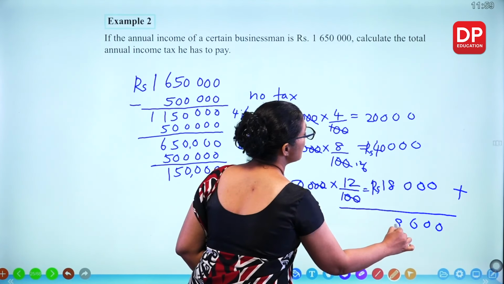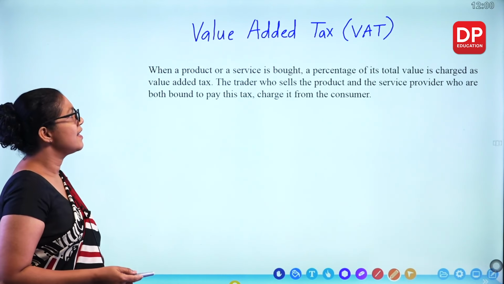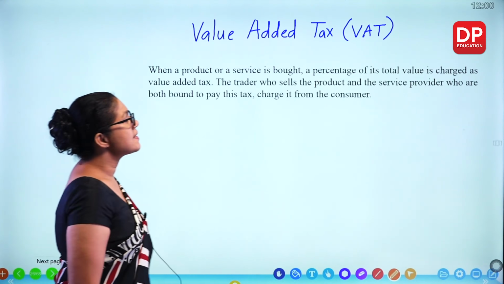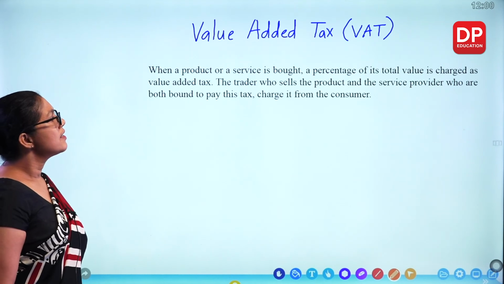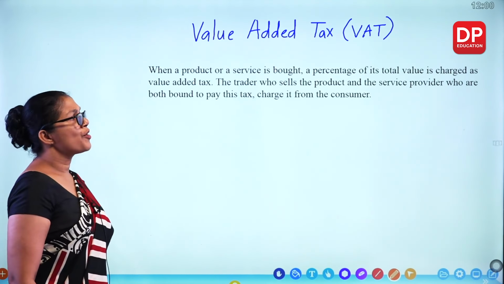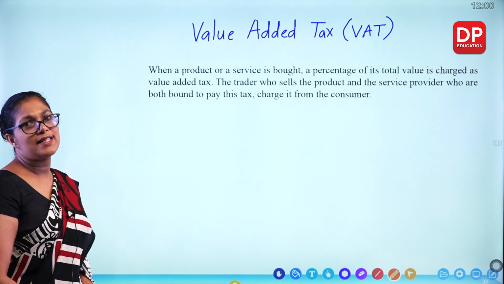Now we'll look at value added tax, VAT. So that's an indirect tax that we have to pay. When a product or a service is bought, a percentage of its value is charged as value-added tax. The trader who sells the product and the service provider, who are both bound to pay this tax, charge it from the customer. So when you go to a restaurant, you are not only getting the amount for the food, you have to pay a tax for that as well.